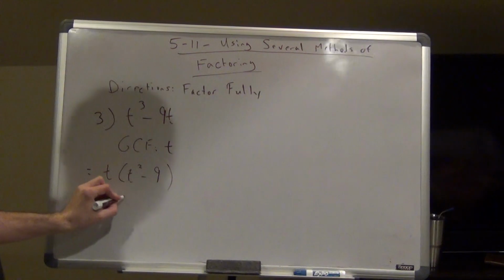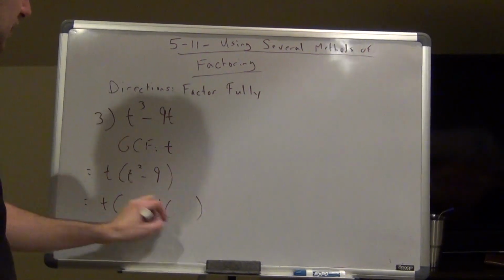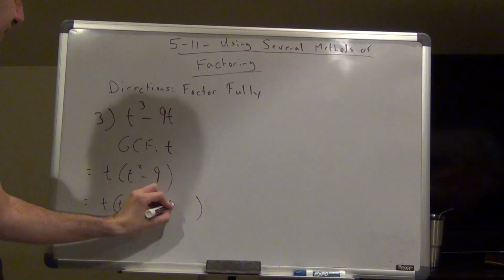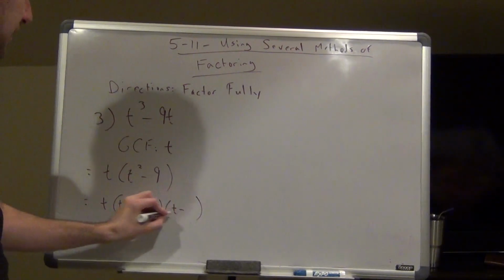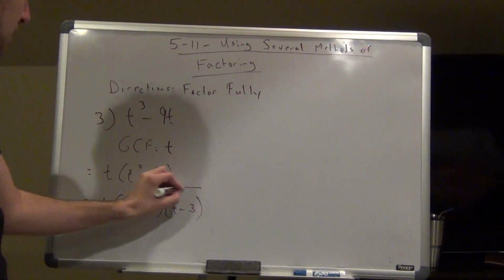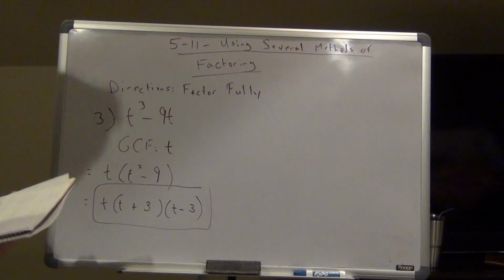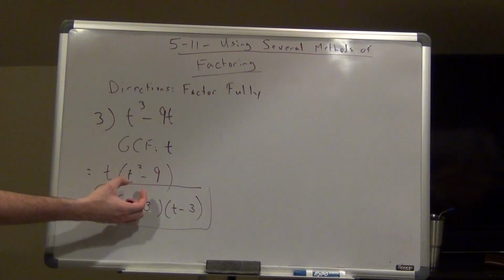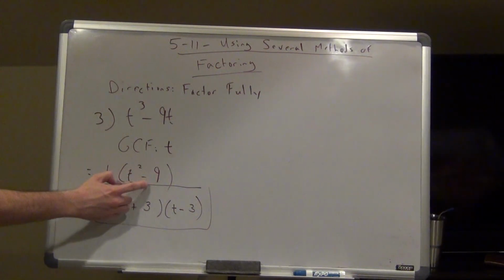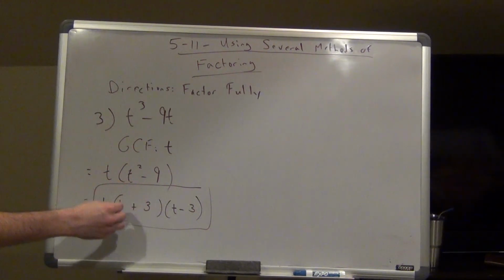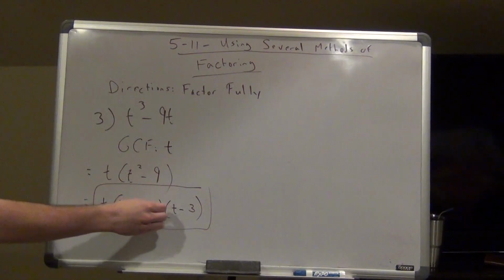Difference of squares, you have two parentheses. It's the square root of the first number plus or minus the square root of the second number. So there it's fully factored. So first I took my greatest common factor out. Then I saw difference of squares on the inside, t squared minus 9. This is a perfect square, this is a perfect square, subtraction. So my factoring, this fully factored is t plus 3, t minus 3.